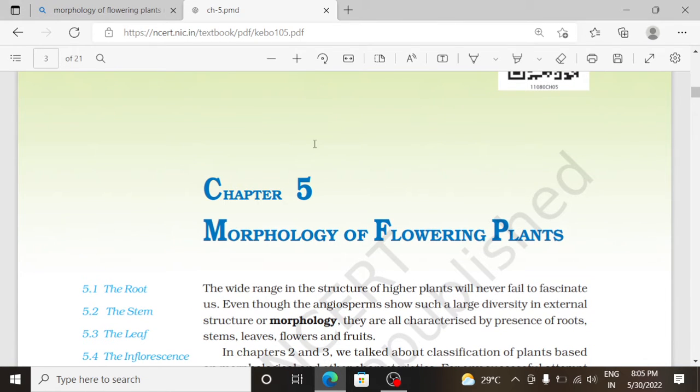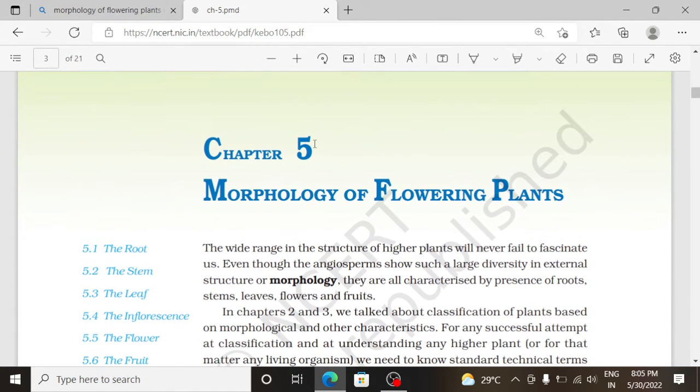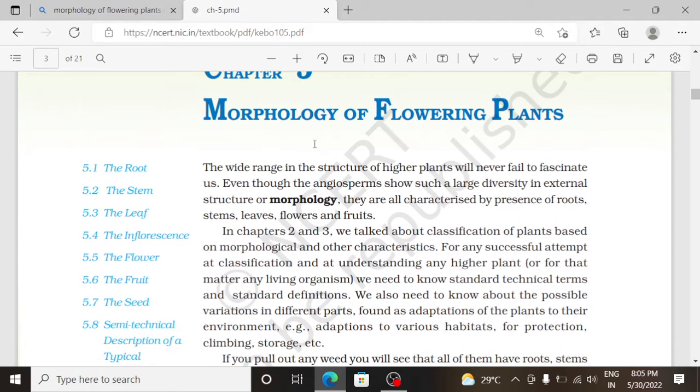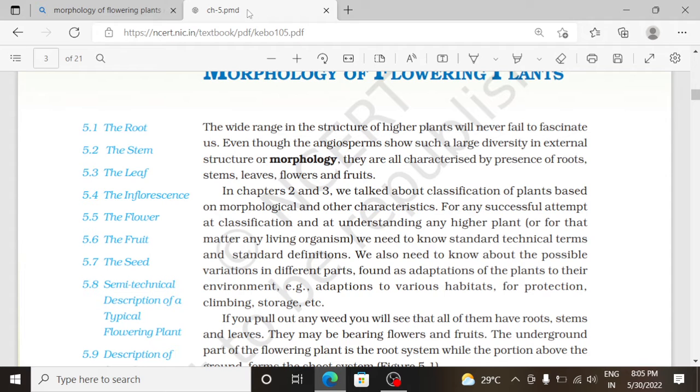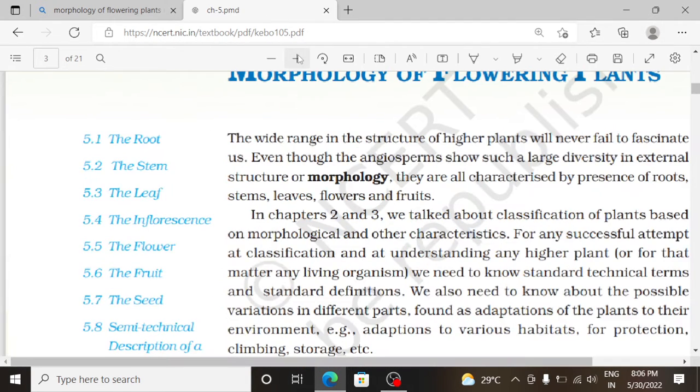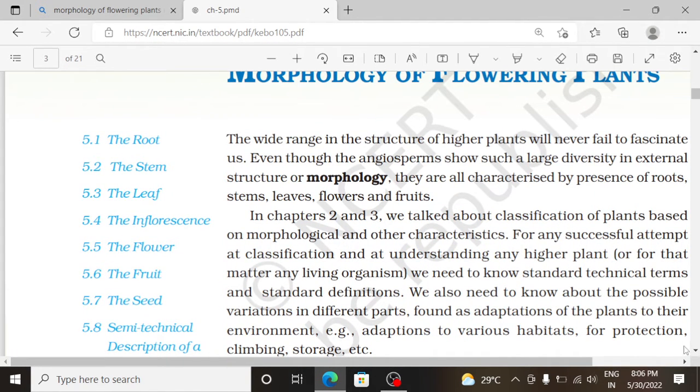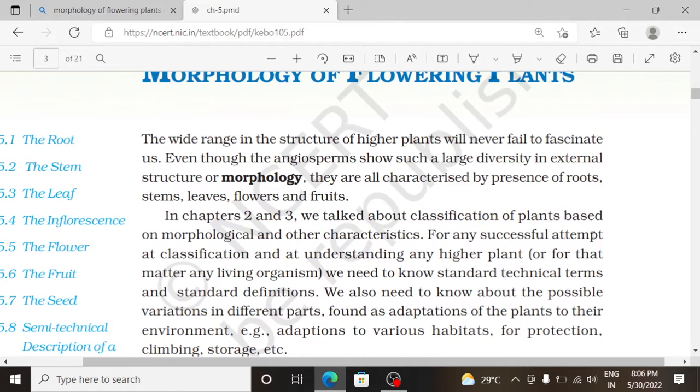So let us start chapter 5, morphology of flowering plants. The wide range in the structure of higher plants will never fail to fascinate us. Even though the angiosperms show such a large diversity in external structure or morphology, they are all characterized by the presence of roots, stems, leaves, flowers, and fruits.